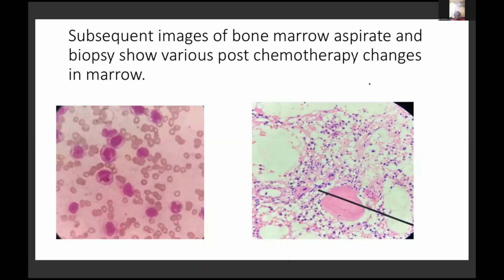In the image next to it, it is a biopsy. You see all the megs are clustered together at the pointer. If you see the black pointer, there are three or four megs clustered together. And look at the background. It is very fatty and very hypocellular. This is not aplastic anemia. This is not some disease. This is a normal regenerating marrow in a post chemotherapy case. Next slide.